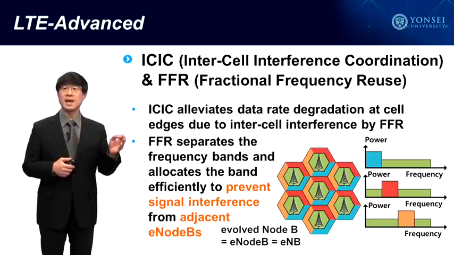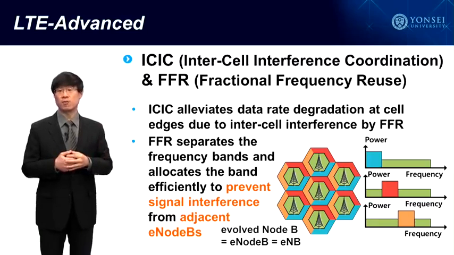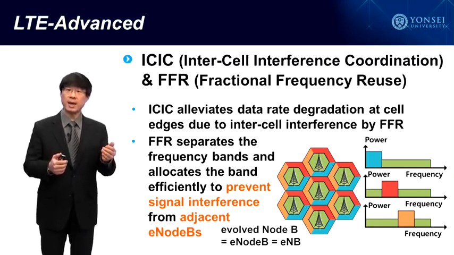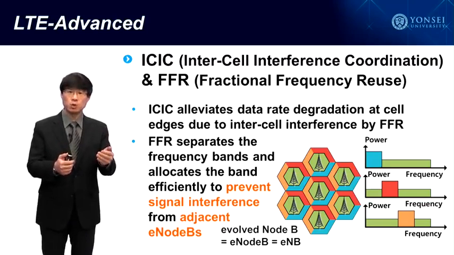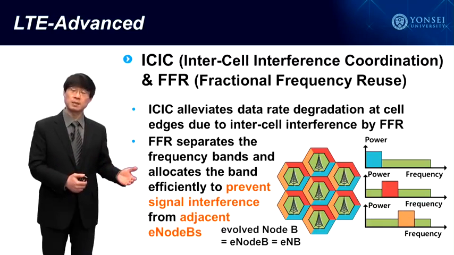First, ICIC, intercell interference coordination, and FFR, fractional frequency reuse. ICIC alleviates data rate degradation at cell edges due to intercell interference using FFR technology, fractional frequency reuse. Now, FFR separates the frequency bands and allocates the bands efficiently to prevent signal interference from adjacent E-node Bs, adjacent base stations.